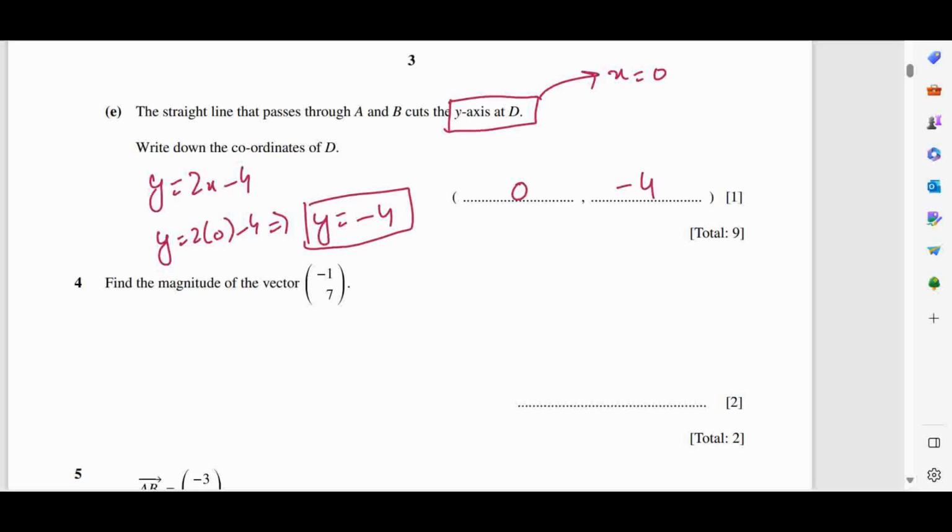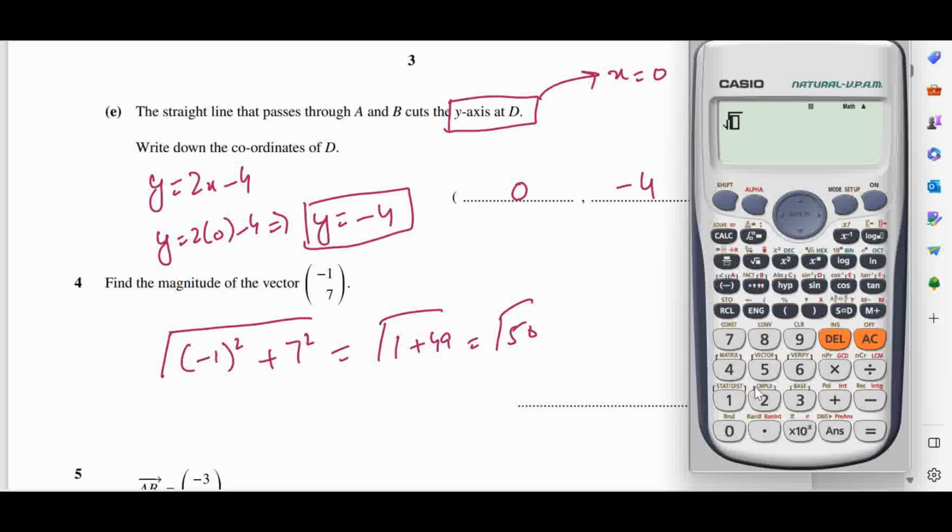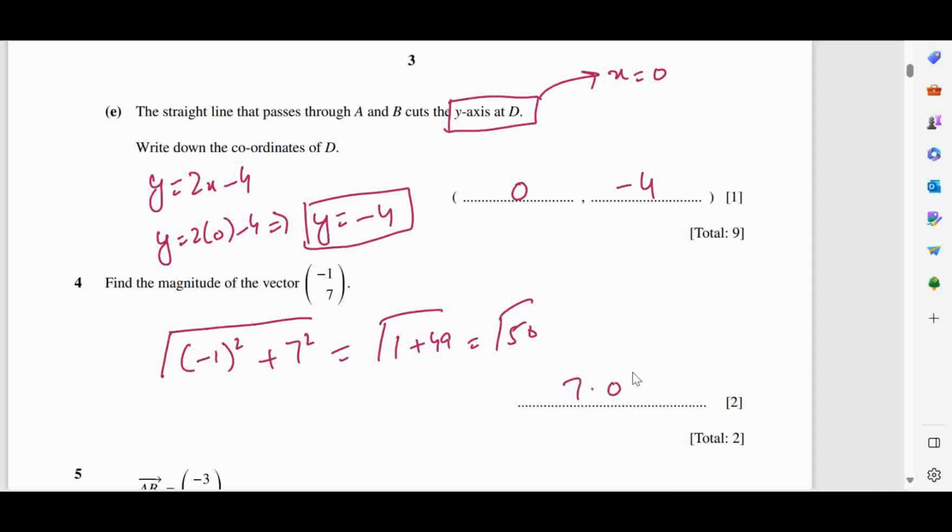Let's move to question number 4. Find the magnitude of the vector. So again the question is for magnitude. So -1 square plus 7 square. So this will be 1 plus 49, so square root of 50. So square root of 50 will be equal to 7.07. 7.07 will be the final answer.